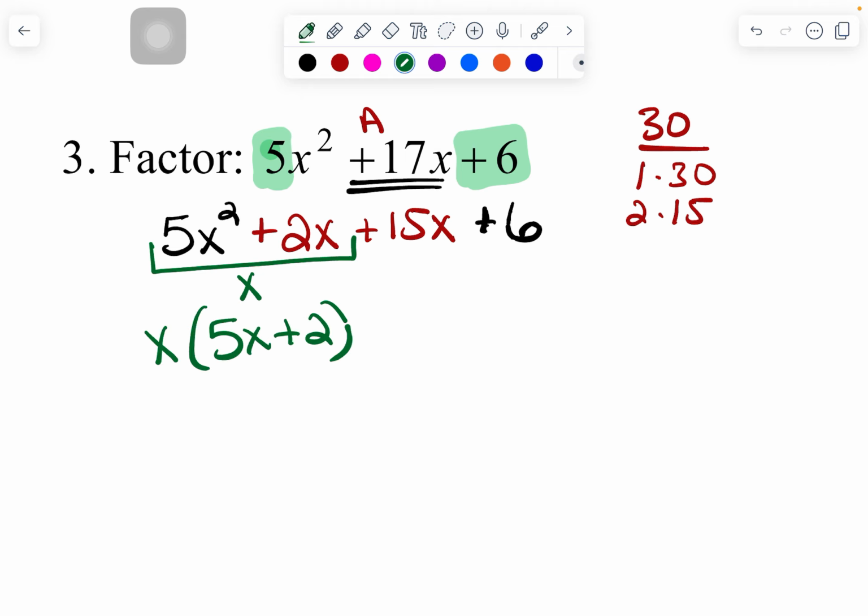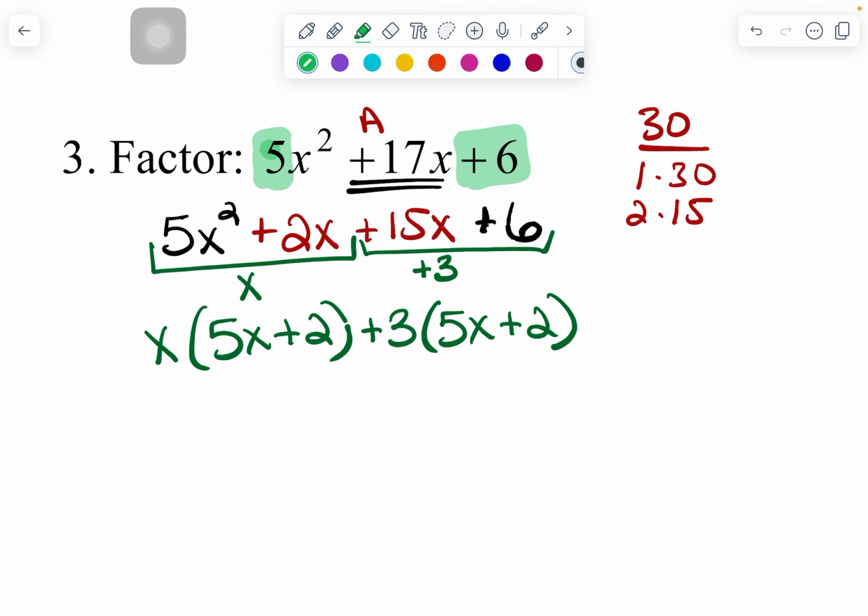Now I want to do the exact same thing for 15x plus 6. Well, what do those have in common? They have a positive 3 in common. The sign is going to matter here that we pull that. So plus 3. Now what's left? Well, 5x plus 2. Wait a minute. This parentheses is identical to... Hey, look, that's supposed to happen.